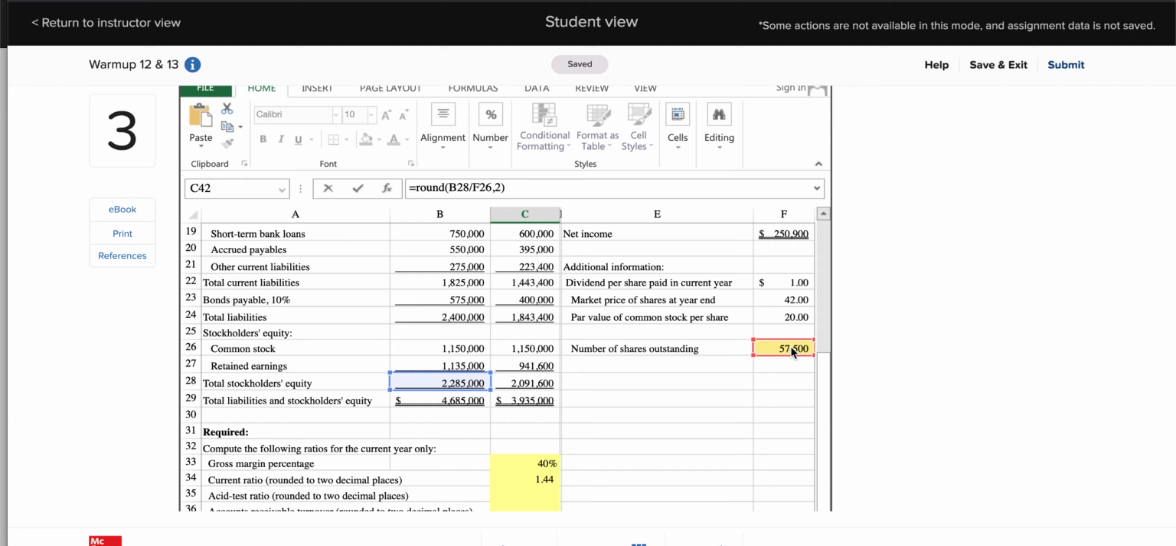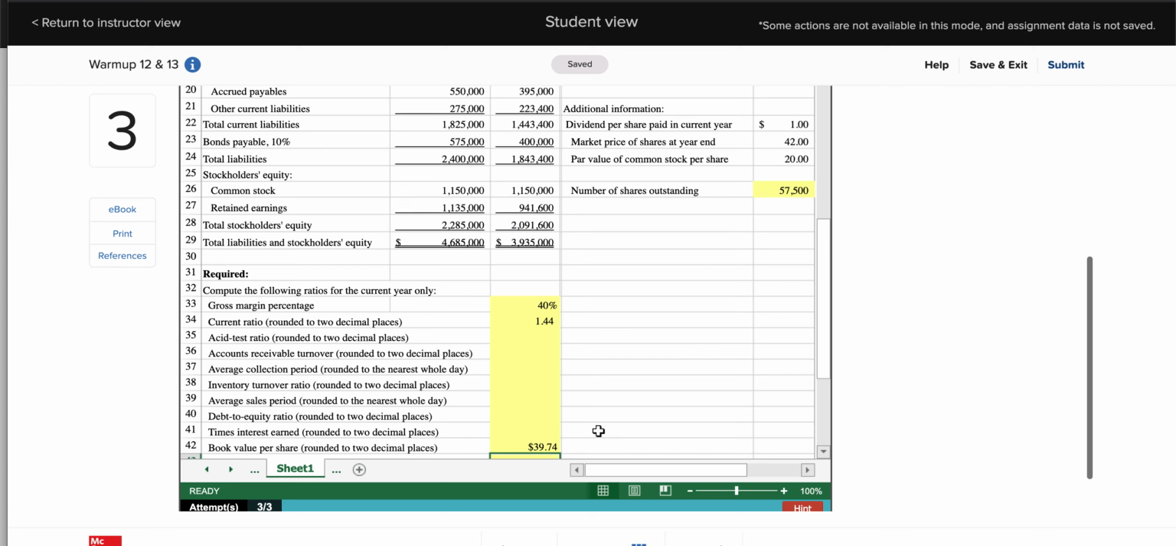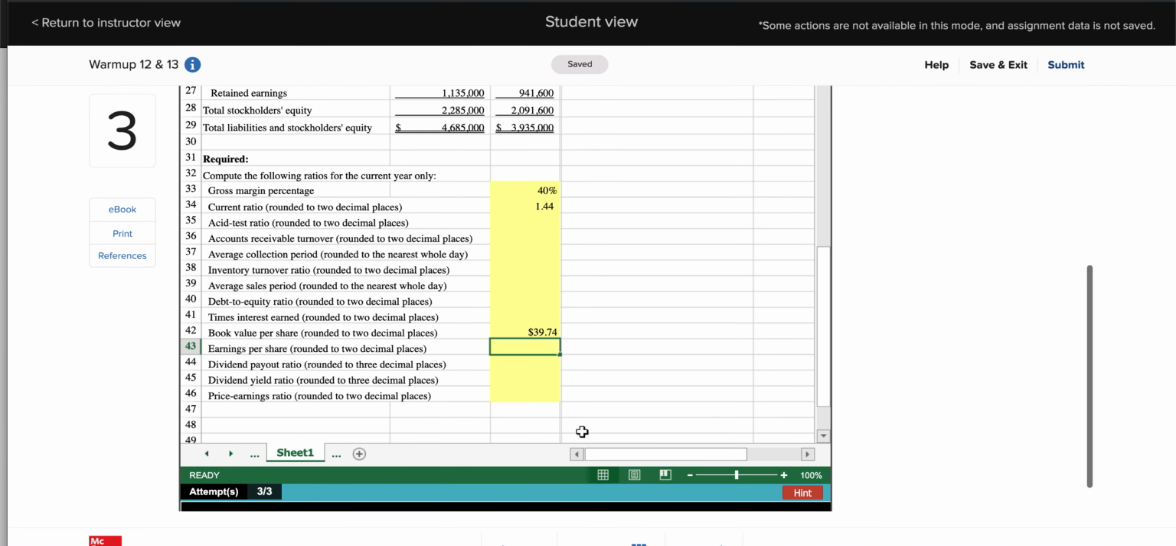Okay, so again, the book value per share. This is the total amount of equity that the stockholders have in the company divided by the number of shares outstanding. And that gives us $39.74 as the book value per share. EPS, we're used to take our total earnings and divide it by the number of shares. What else do we have here?